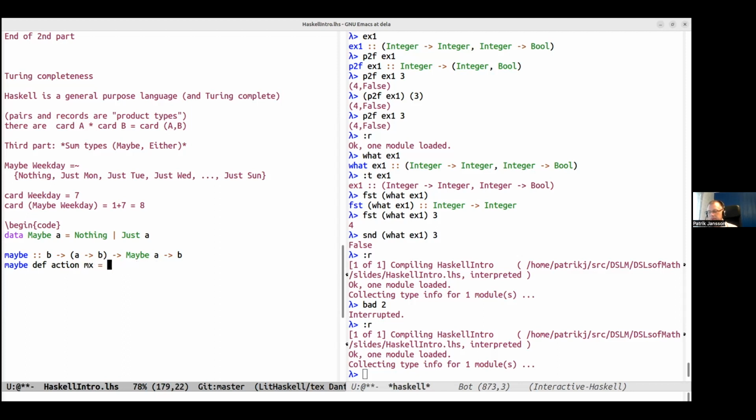Now I would use what is called pattern matching again. Before I used pattern matching on pairs. Now I use pattern matching on a sum type. Instead of writing just one definition here, I write two. I say, well, this is either Nothing, in which case I return the default value, or it's Just x, in which case I return action applied to x.